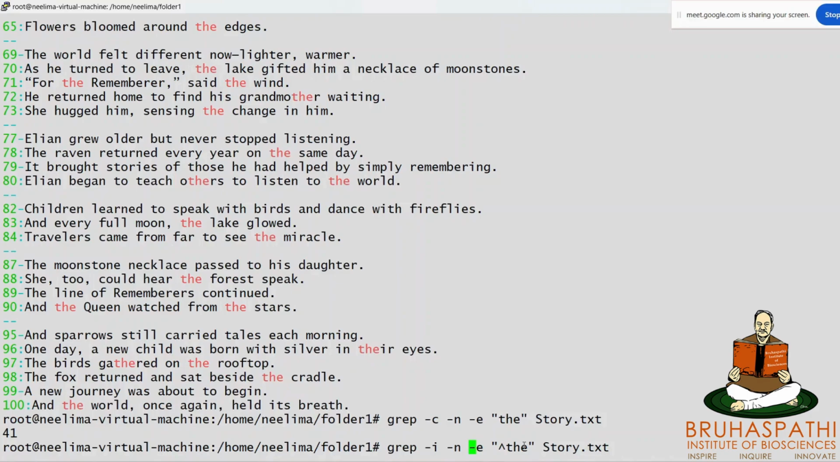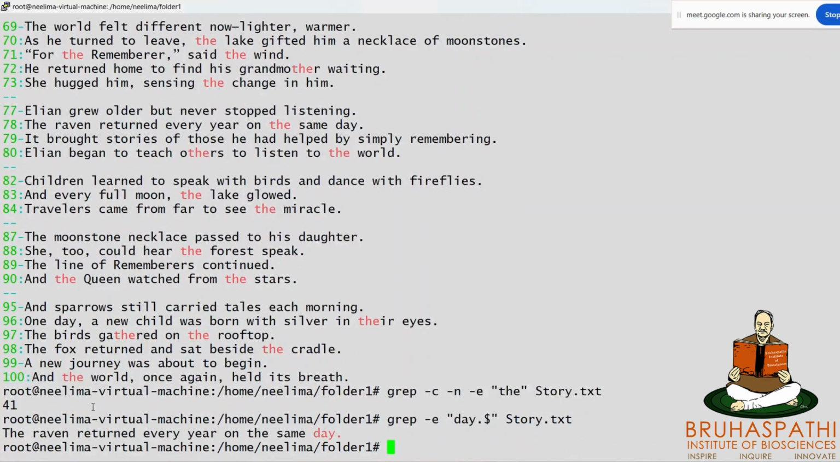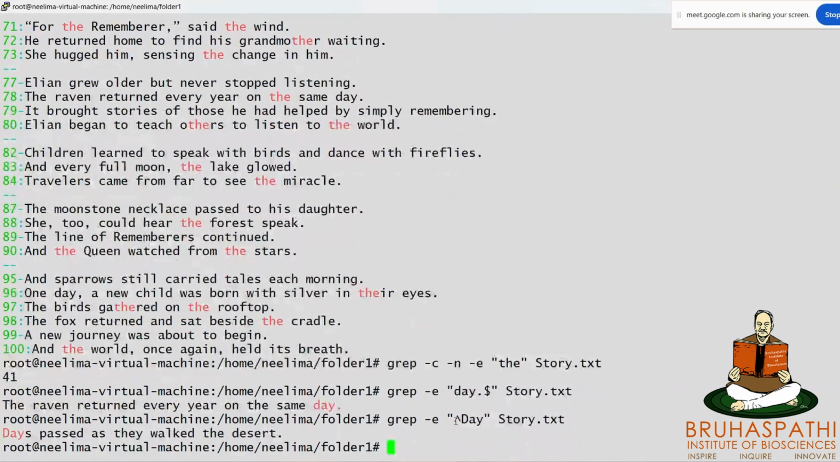Okay? Now, we would like to match a word at the end of the line. For example, get me the lines where a sentence ends with day. Then you have to put a dollar symbol. So wherever a sentence ends with day full stop, you would get the line. Okay. So to match at the beginning, you put a caret symbol. To match at the end, you put a dollar symbol.